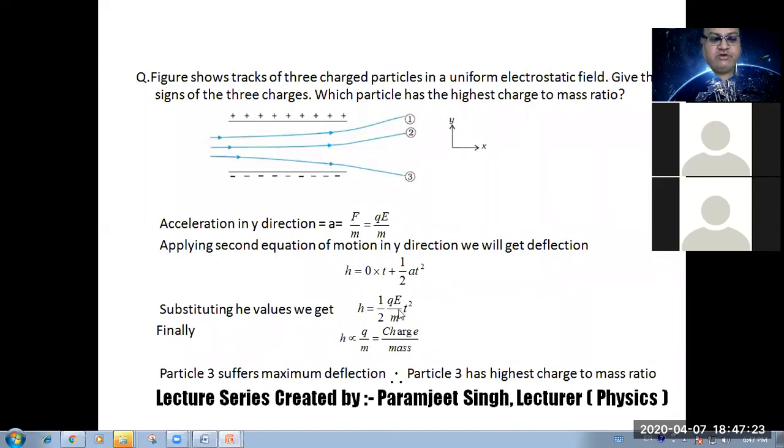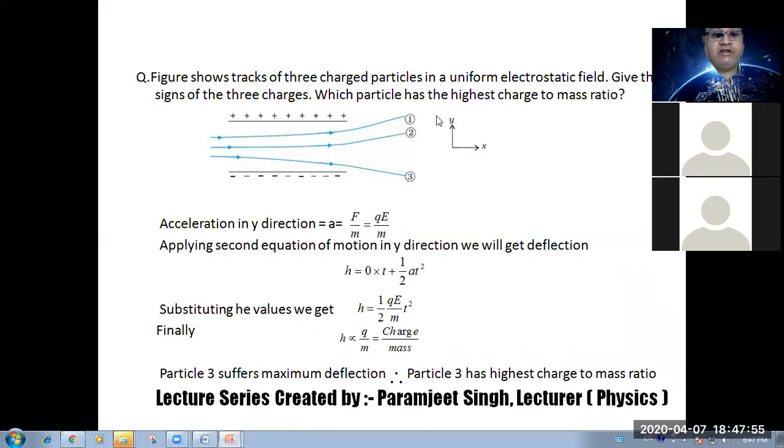So h is equal to 1 by 2 into qE by m into t square. Now see, 1 is constant, 2 is constant, E is constant, t is constant. So what is the result? h is directly proportional to q by m, that is charge over mass. And h is the distance traveled by the particle along the y direction.